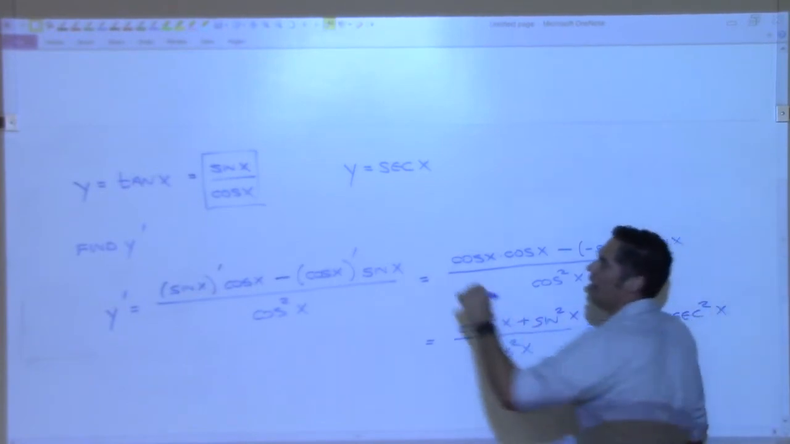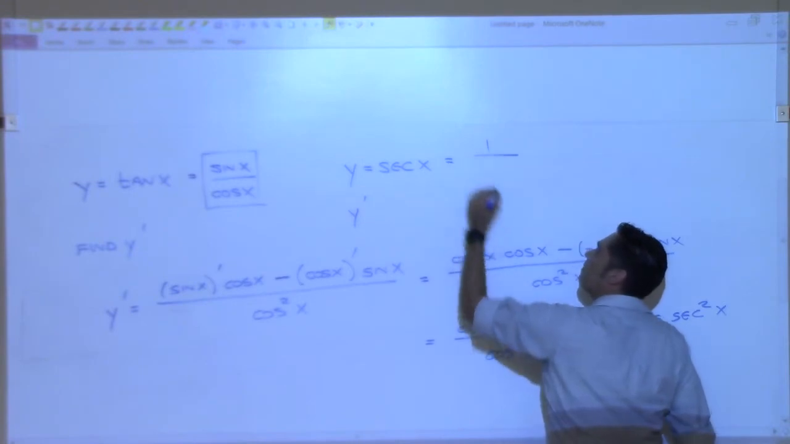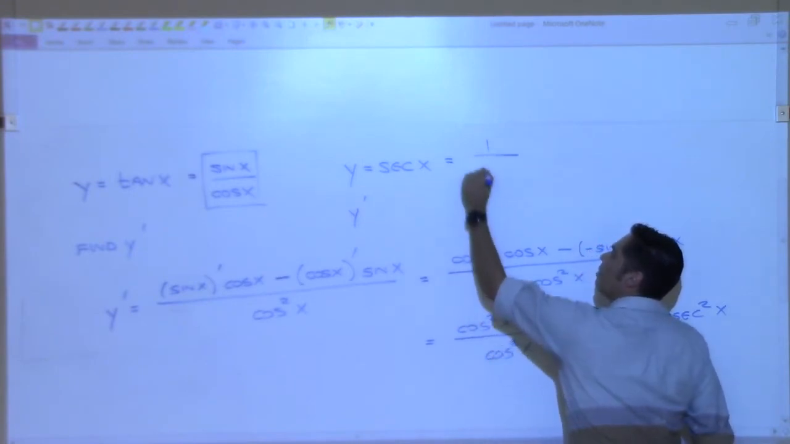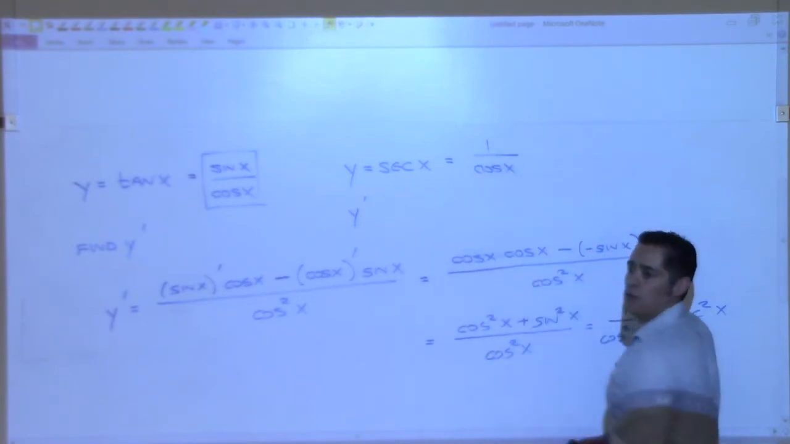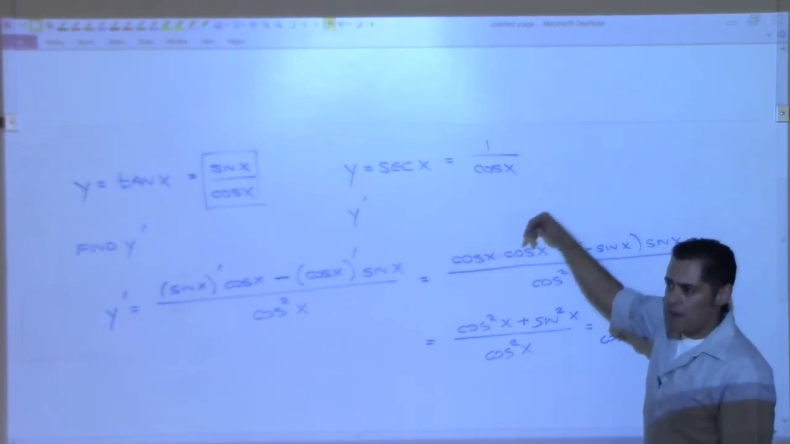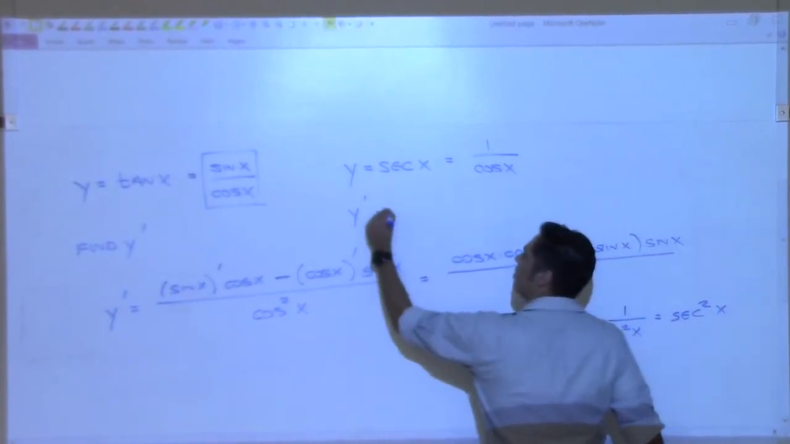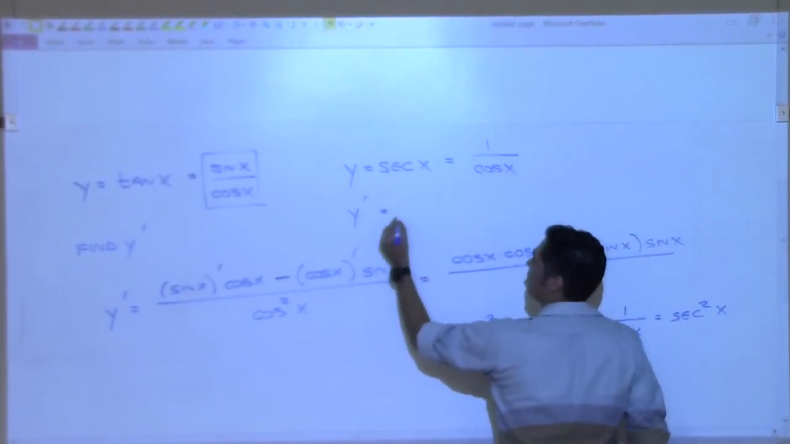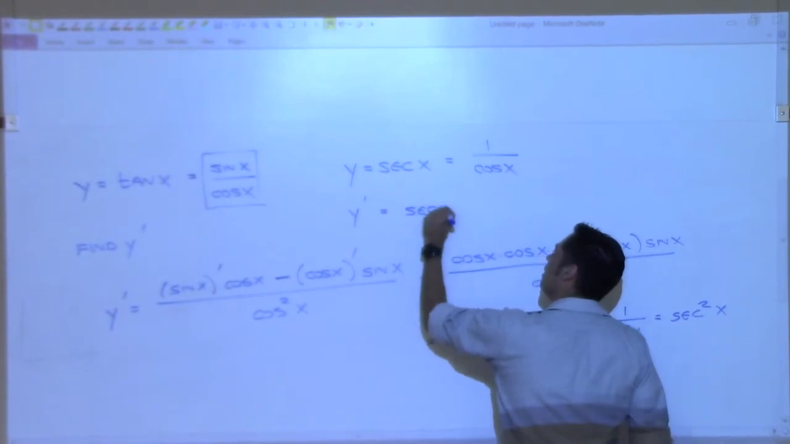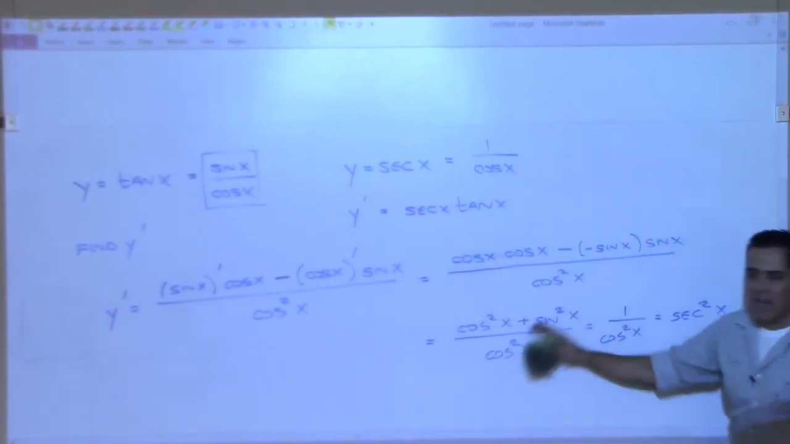But if you didn't have that, what you could do is rewrite secant as 1 over what? Cosine, right? And then you could do the quotient rule on this. Derivative of top times the bottom. And then after you did all that, you would see that the derivative of secant x is secant x tangent x. That's what it would come out to be. I'm not going to go through the work, but it would work out exactly like this.